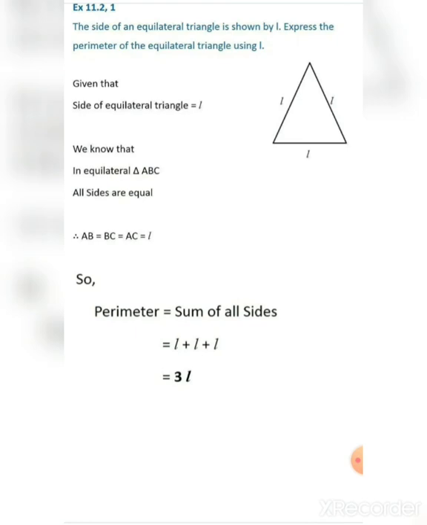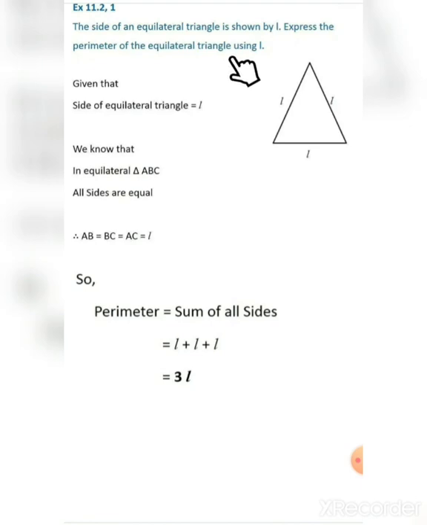The first question is, the side of an equilateral triangle is shown by l. This is small l. Equilateral triangle means any triangle which has all its sides equal, they are known as equilateral triangle. So the side of an equilateral triangle is shown by l. Express the perimeter of the equilateral triangle using l. What you have to express here? Perimeter of the equilateral triangle.